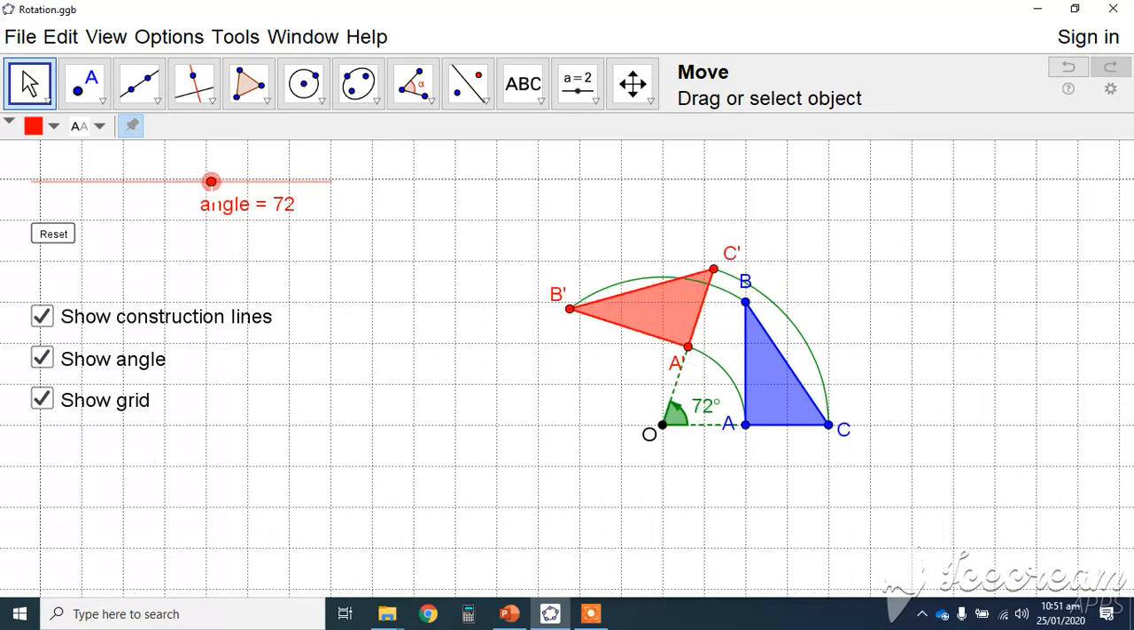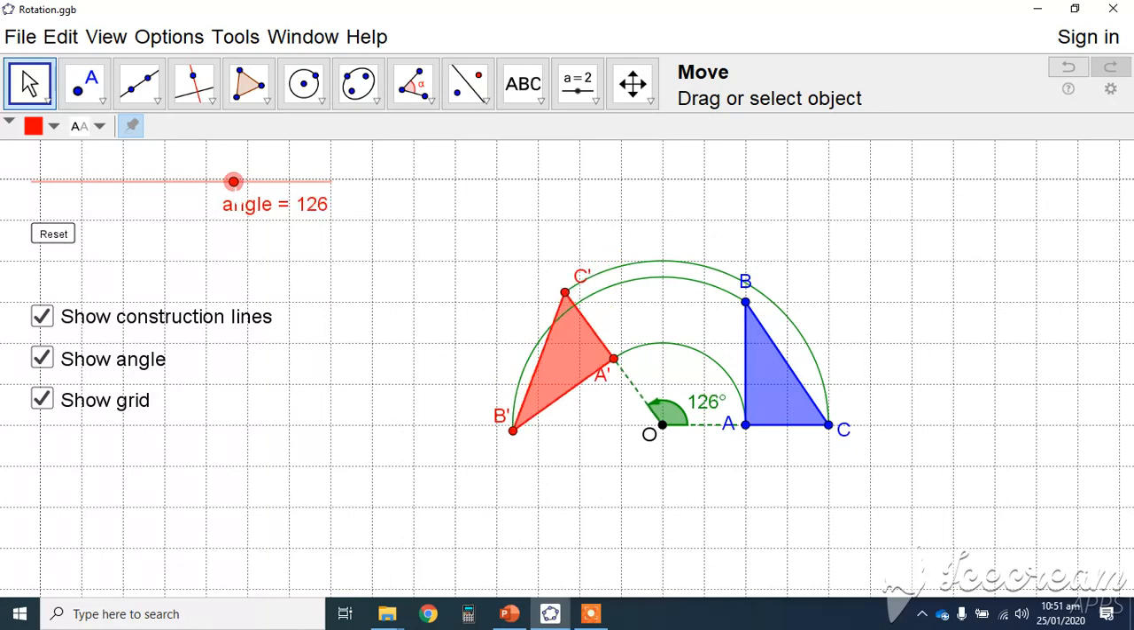I'll stop there. I've rotated it 72 degrees so far. I'm going to keep going until I get up to 90 and pause at 90. There's 90. That is called 1/4 of a turn. So 90 is 1/4 of a turn. Right, let me keep going. I'm going to keep rotating it until I get up to 180 degrees, which we call half a turn, 180 half a turn.